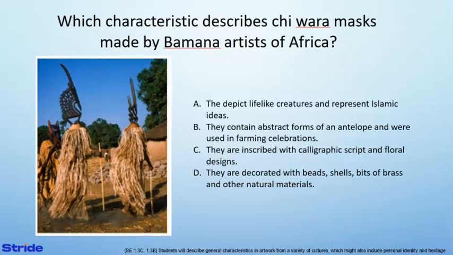Which characteristic describes Chiwara masks made by Bamana artists of Africa? A, they depict lifelike creatures and represent Islamic ideas. B, they contain abstract forms of an antelope and were used in farming celebrations. C, they are inscribed with calligraphic script and floral design. D, they are decorated with beads, shells, and bits of brass and other natural materials. What would you answer? Yes, B. They contain abstract forms of an antelope and were used in farming celebrations.